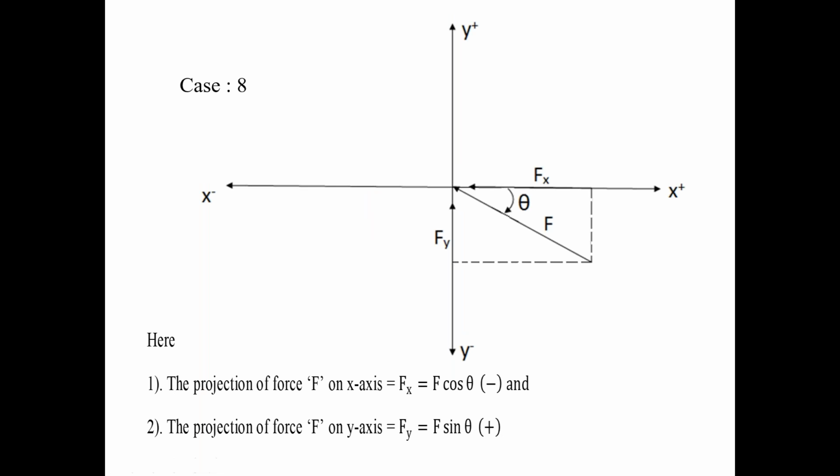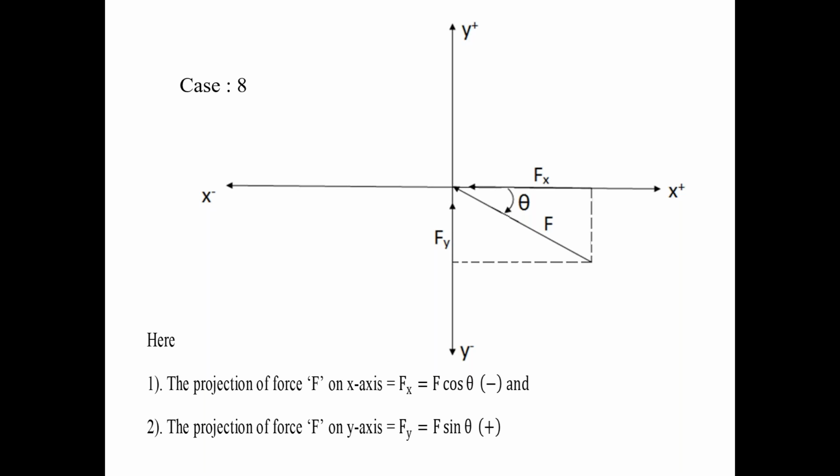Then the eighth condition, projection Fx negative projection, projection Fy positive projection. All these 8 conditions we discussed in the last class. In all these 8 conditions, the force F is making the angle theta with the x-axis. If that force F makes the angle theta with the x-axis, then the x-axis projection Fx is equal to F cos theta. Y-axis projection Fy is equal to F sin theta.